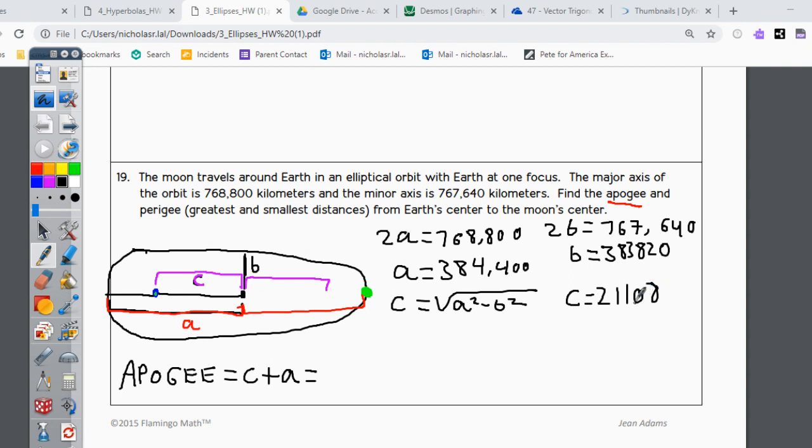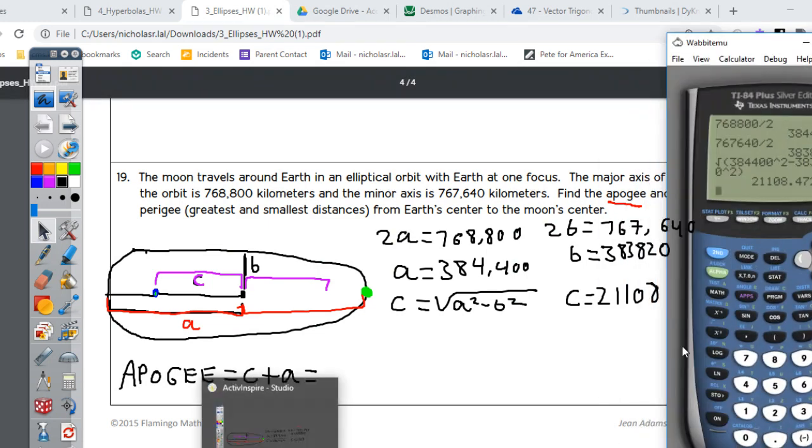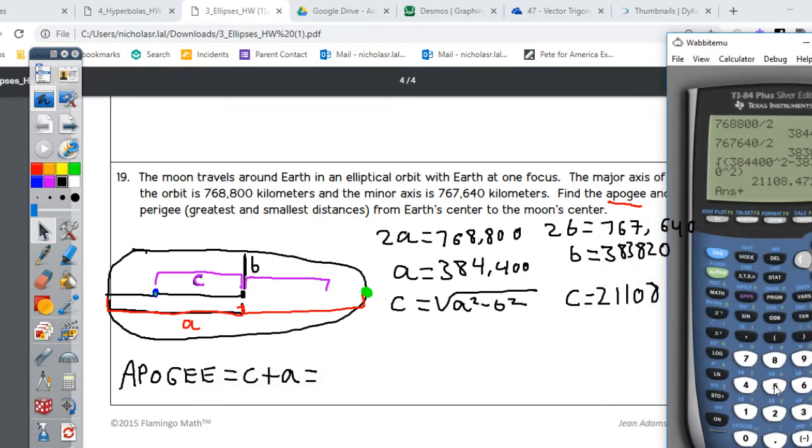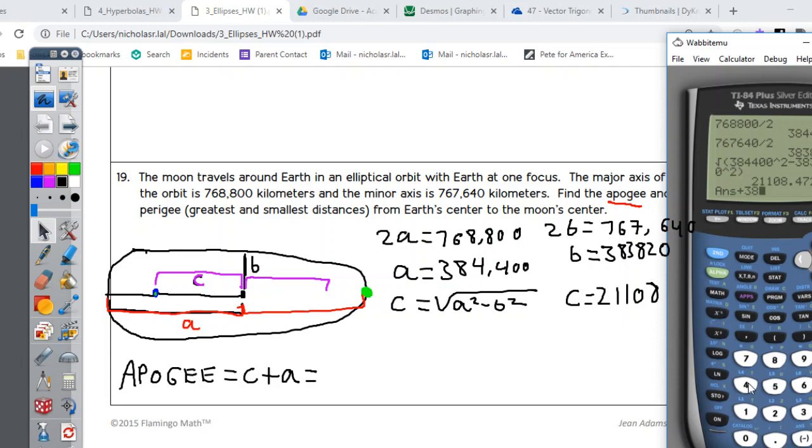And so A plus C is going to be 21,108 plus 384,400. That's going to be 405,508. So our apogee is 405,508.